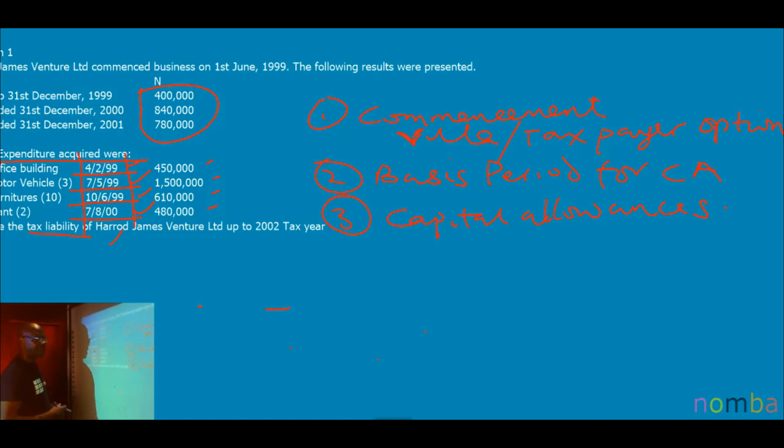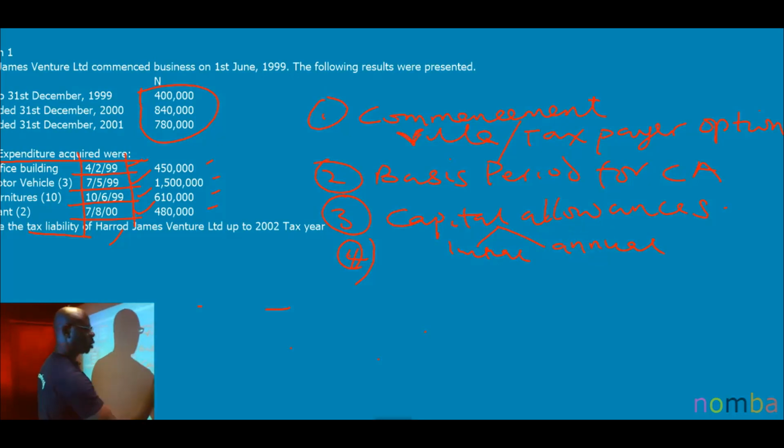We're going to compute capital allowances, and then four, this question is also looking at restriction under capital allowances. Under capital allowances, we're going to compute initial, annual.